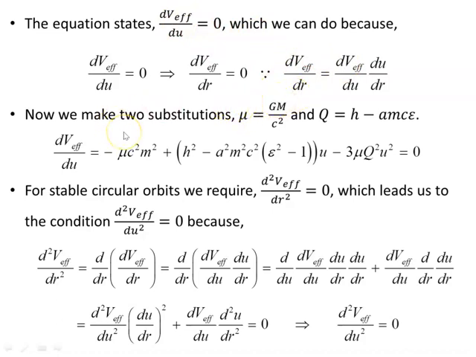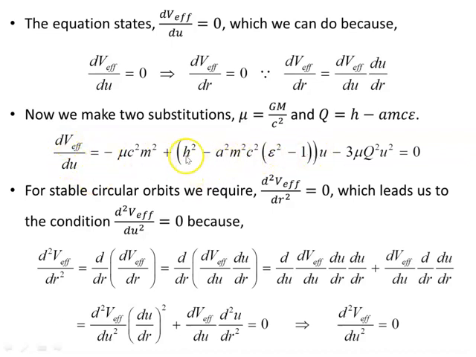Let's make some substitutions to make the algebra simpler to understand and visually more appealing. So mu is GM on c squared, and capital Q is h minus a m c epsilon. That was the result of two videos ago. This is all explained in that video and the second last video prior to this one. Putting that in, dV du becomes this object here.